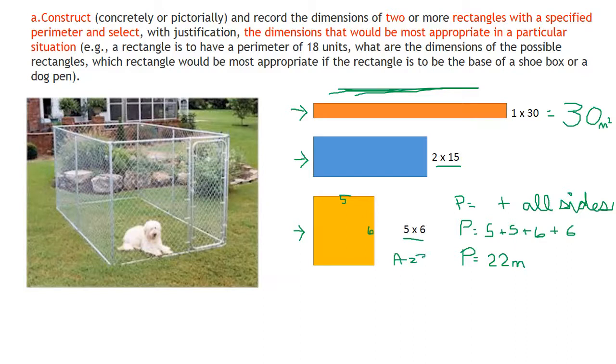That's not supposed to be a Z, that is supposed to be an equal sign. There. Okay, he will have an area of 30, and it's going to use up 22 meters of fencing.